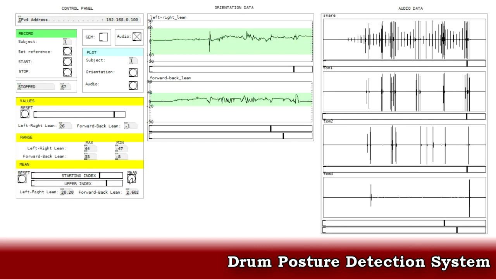Let's look at what this data might mean. There is a period where the average values for both left-right lean and forward-back lean are relatively stable but positive numbers, indicating a tendency to lean forwards and to the right slightly.